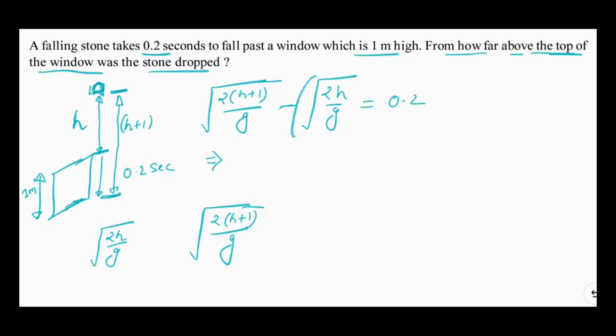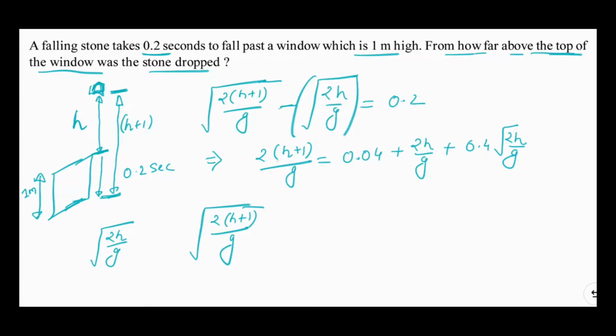I am going to take this term to the LHS, then I will square both the sides. So, I will get 2 times (h plus 1) by g equal to 0.2 squared, which is 0.04, plus this term squared, using a square plus b square plus 2ab, which is 2h by g plus 0.4 into root 2h by g. Now, the 2h by g term here and the 2h by g term here are going to get cancelled out. So, I will be left with 2 by g minus 0.04 equal to 0.4 into root 2h by g.